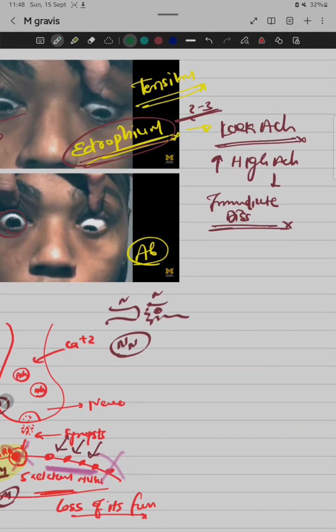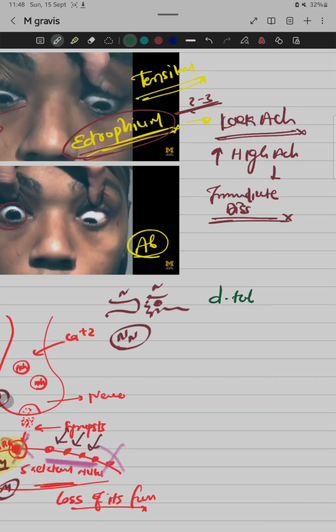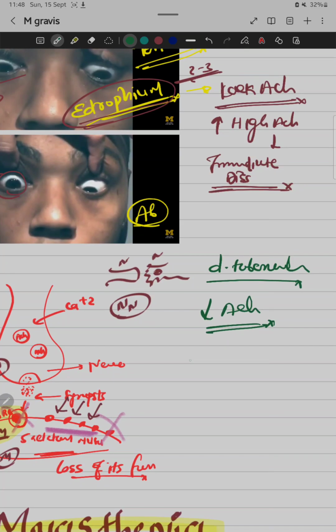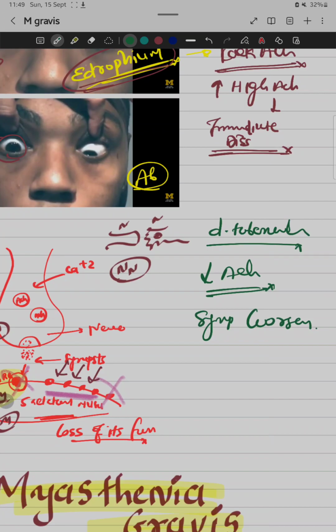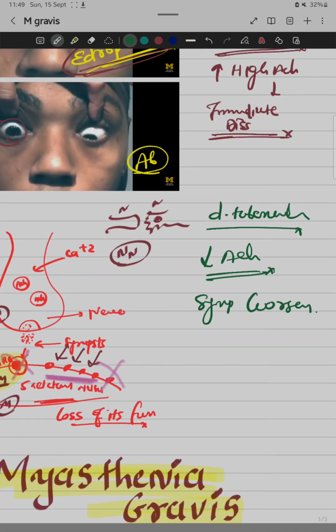So it is a very dangerous test. D-tubocurarine reduces acetylcholine at the synapse, so the symptoms will worsen. The patient comes to us with muscle weakness, dysphagia and dyspnea. What we do is give him D-tubocurarine, so acetylcholine decreases further in the synapse and the condition will worsen.